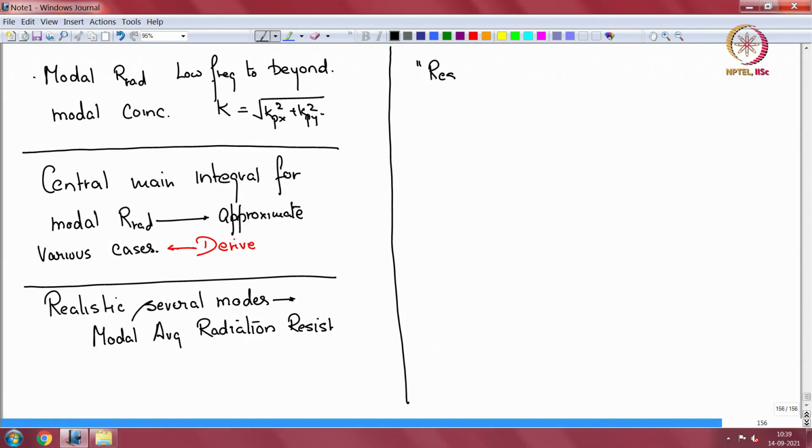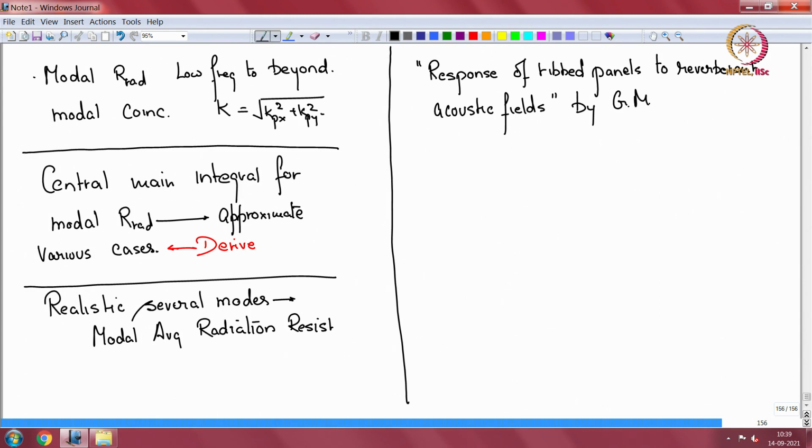Last class we ended up saying we will study this paper, or we will derive some results from this paper: Response of Ribbed Panels to Reverberant Acoustic Fields by Maidanik. It's a 1962 JASA paper.